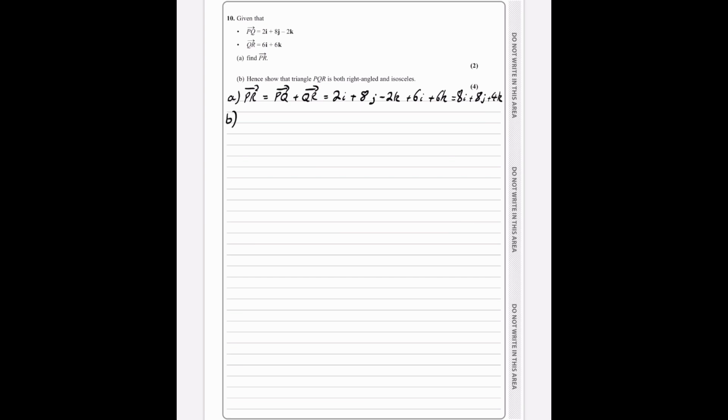For b, I'm going to find the magnitude of the 3 vectors that we have, essentially the side lengths of the triangle. The magnitude of PQ, Pythagoras with PQ, it's Pythagoras in 3 dimensions, so square root of 2 squared plus 8 squared plus negative 2 squared. That comes out as square root of 72. The magnitude of QR is going to be the square root of 6 squared plus 6 squared.